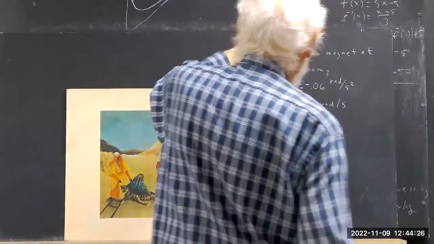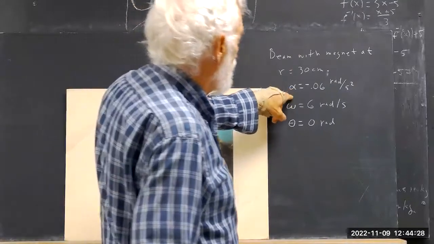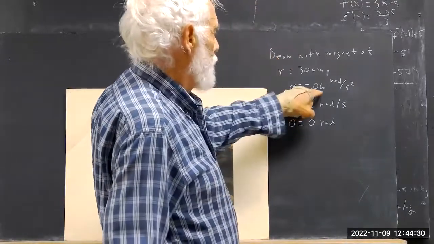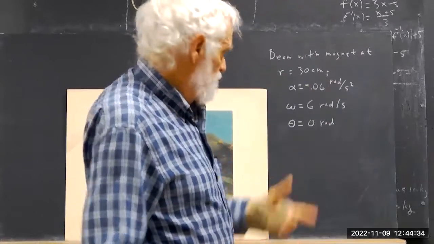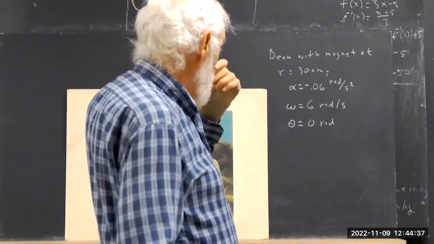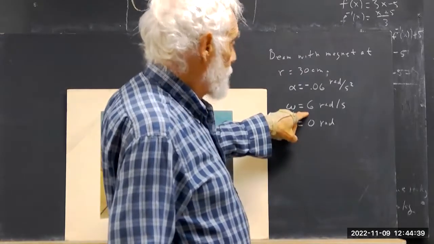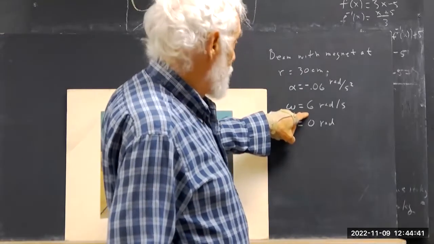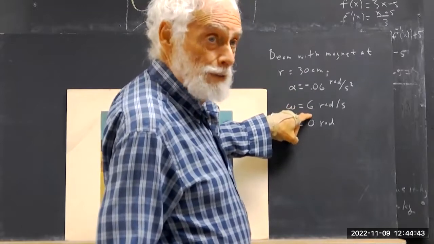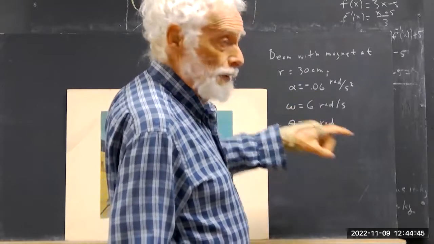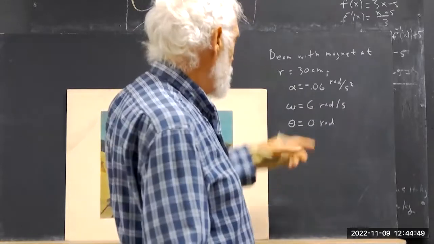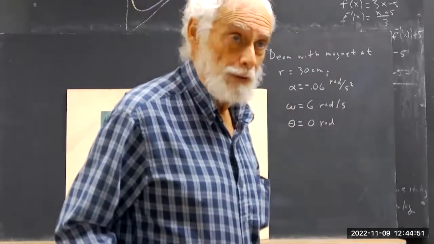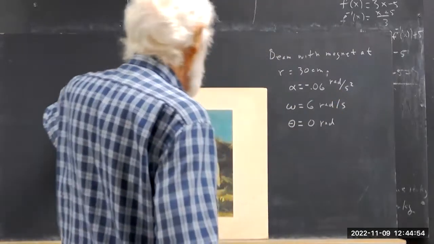So the answer is fairly simple. Let's assume that the angular acceleration is negative 0.06 radians per second squared. Reasonable enough. Means if it's at 6 radians per second, it's going to take 100 seconds to come to rest. Well, we know the acceleration is less than that because we know that thing's going to keep going for more than 100 seconds. It's probably more like negative 0.01 radian per second squared. But it isn't 0.06.